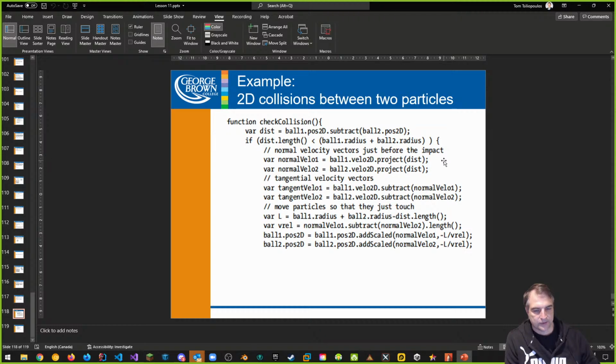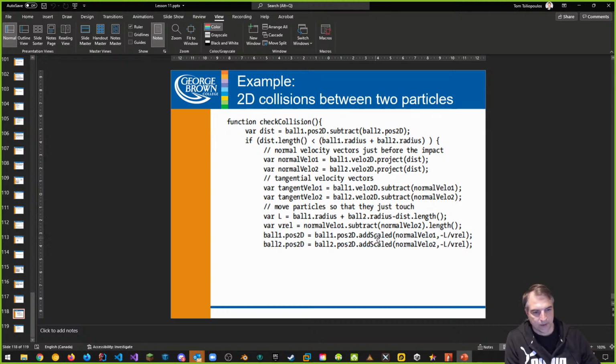That's the first piece. And the second one is, okay, cool. Then the first part is the normal velocity vectors just before the impact. So I want to get the normal velocities for ball 1 and ball 2. And I also want the tangential vectors just before the impact. So again, the tangential velocity for ball 1 and the tangential velocity for ball 2, because I have those 2 vectors. And then I move the particles so that they just touch. I say that L, which is the overlap, is equal to the ball radius 1 plus ball radius 2 minus the distance. So that's how much overlap there is.